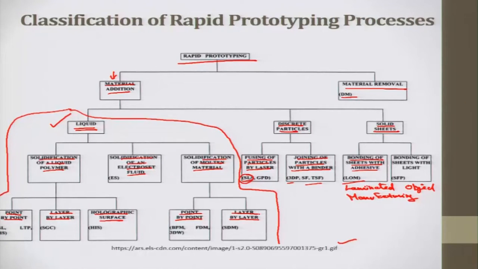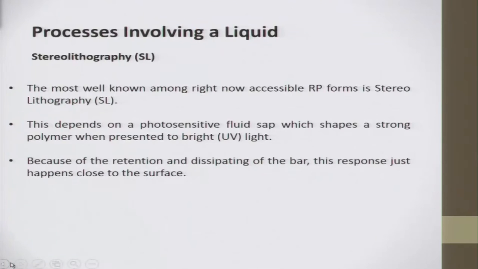So, what we can see here is that out of these 6 processes, 1, 2, 3, 4, 5, and 6, all include the solidification of a resin through electromagnetic radiation. 3 develop the part utilizing point to point or layer by layer, while the other 3 harden the whole layers of surfaces without the movement's delay. So, the first process I would like to discuss here is stereolithography, the most well known among the currently available rapid prototyping processes.